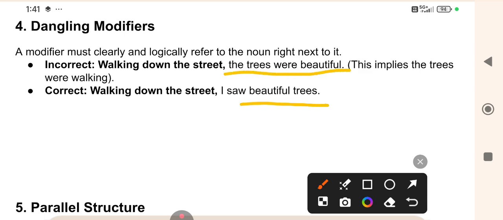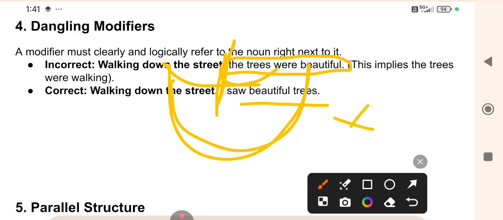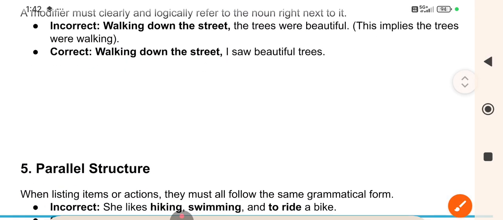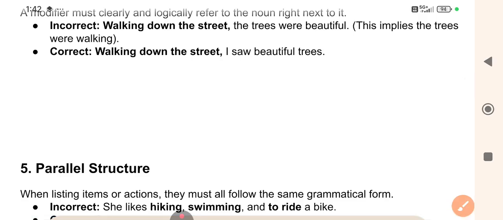Not "the trees were beautiful," because both expressions are dangling, meaning they are not matched. So the correct sentence is: walking down the street, I saw beautiful trees. This problem cannot be discussed in full here. In one session you can see dangling modifiers in detail, but here that is enough.